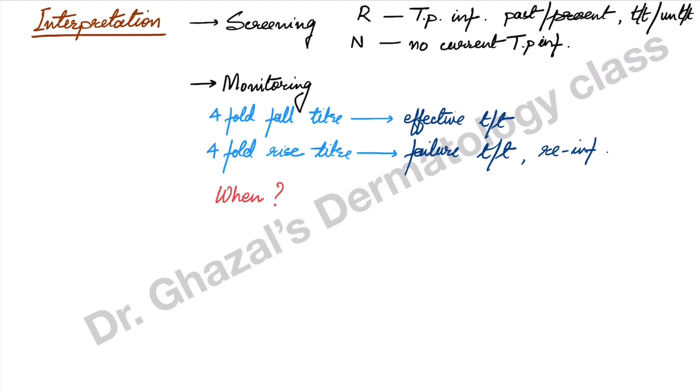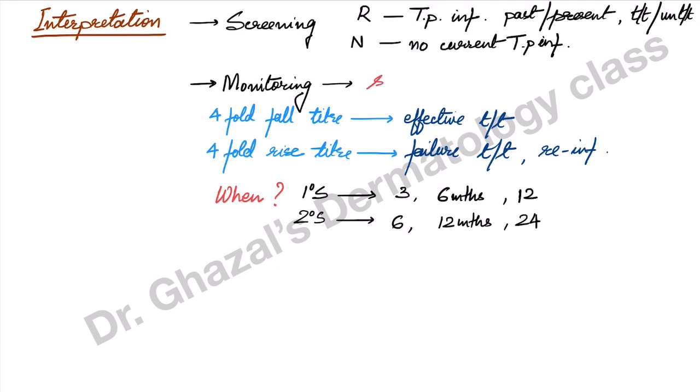When should we follow up the VDRL after treatment? In primary syphilis, it takes about 6 months for the VDRL to fall. It might happen as early as 3 months or as late as 12 months. While in secondary syphilis, it takes about 12 months, but it can be as early as 6 months and as late as 24 months. Monitoring should be done by the same test. Whether you are taking VDRL or RPR at baseline, do the same test in follow-up, and it should preferably be done in the same lab as well.